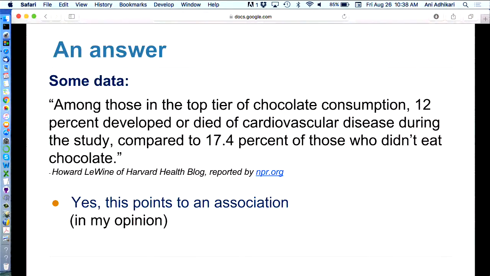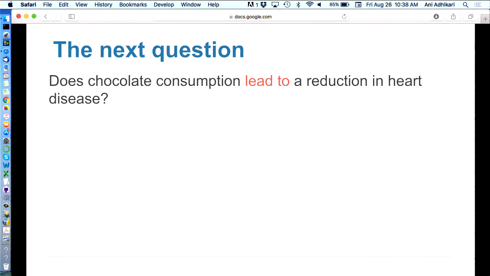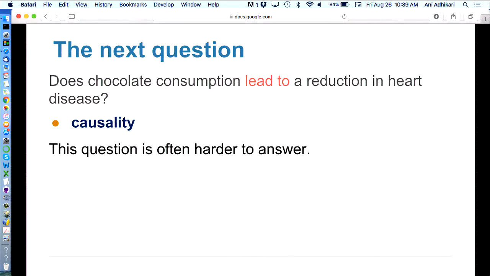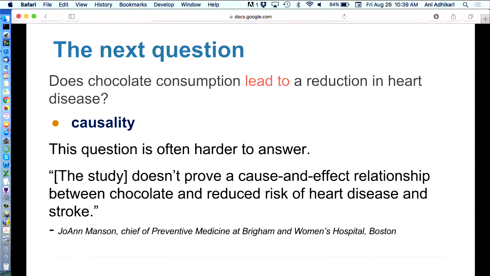The question that was, I think, in many people's minds is the second one, does chocolate consumption itself lead to an effect on heart disease? That is a much harder question to answer. You are now asking about causality. Not so easy. And indeed, in this particular study, the people who wrote about it said, yes, you can see an association, but you are not showing a cause and effect relationship.